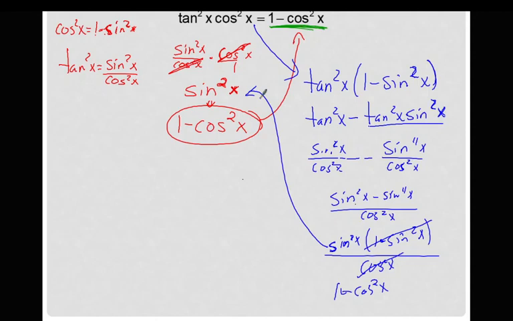Is it wrong? No. Is it longer and more difficult? Yes. Do you get to the same place? Of course. And this is what trig identities are about. Can you get to the same place?